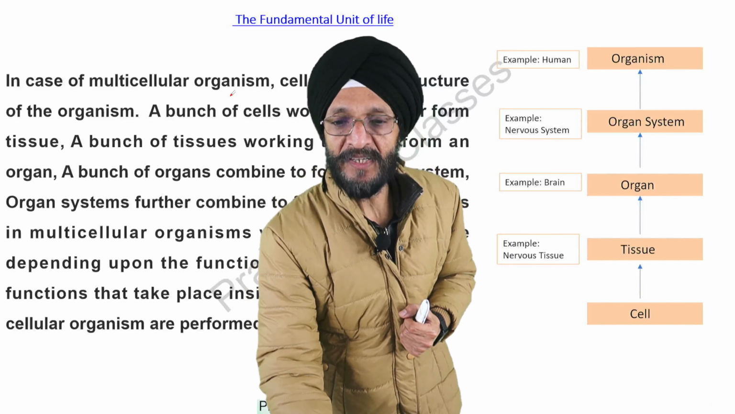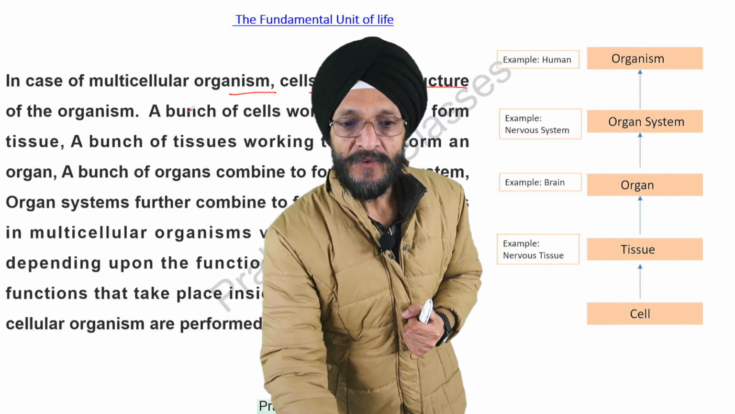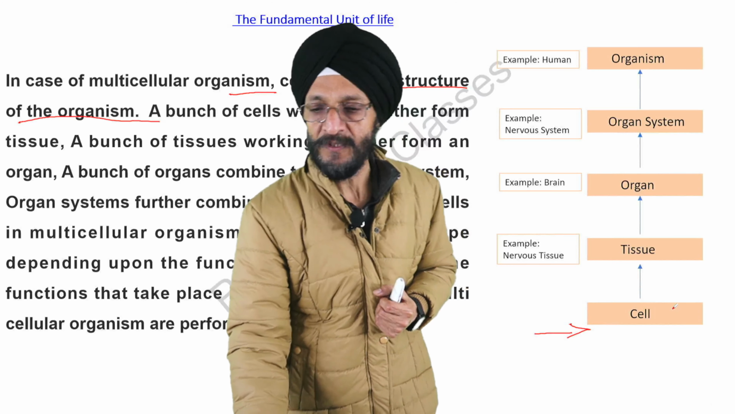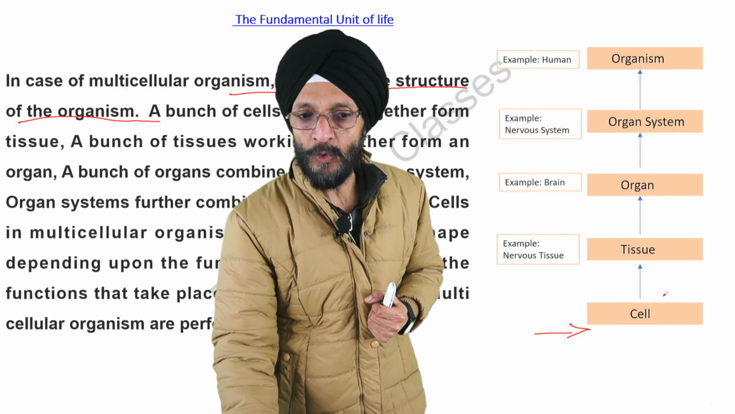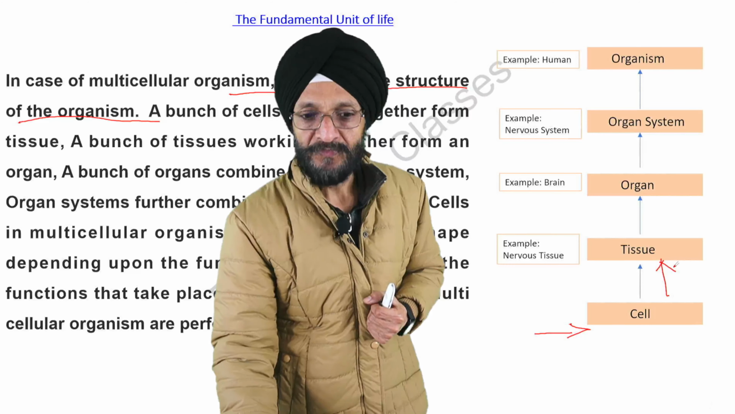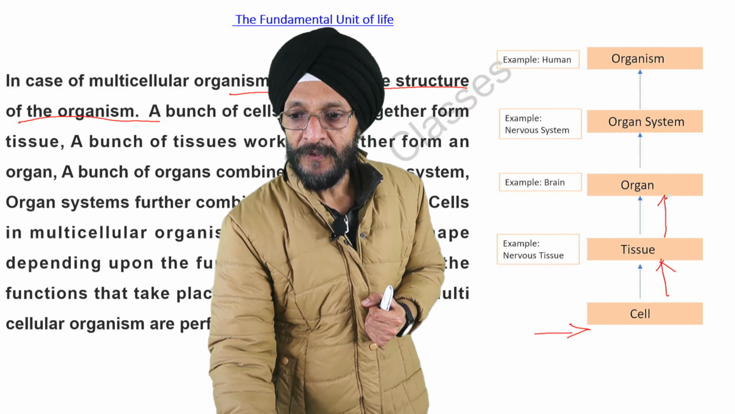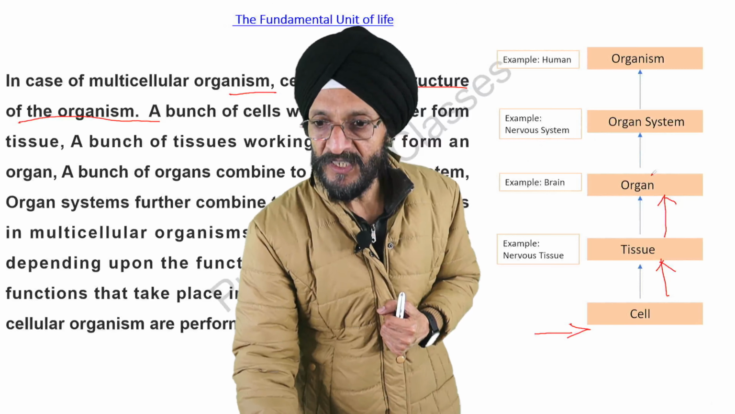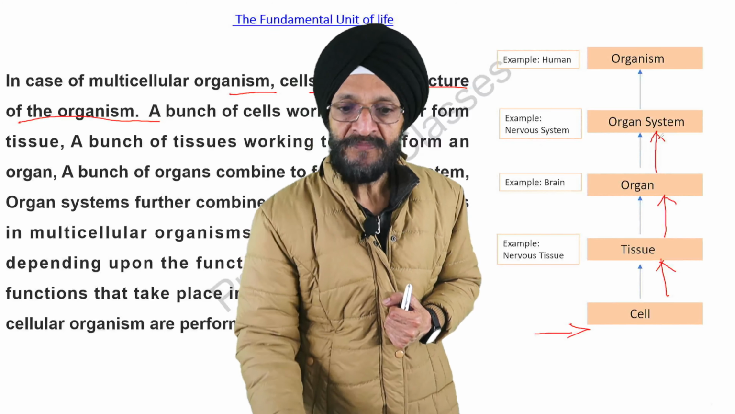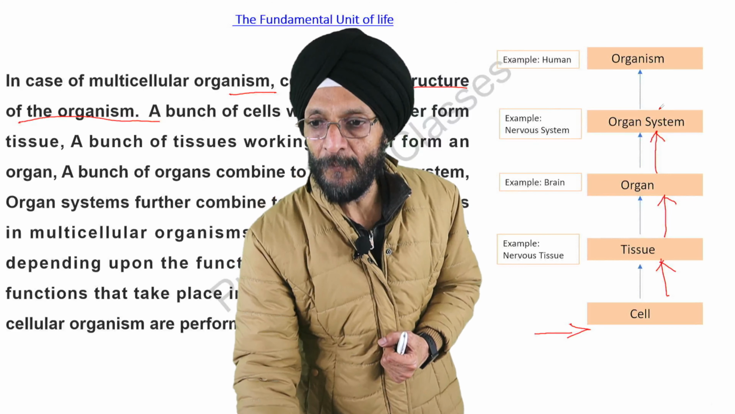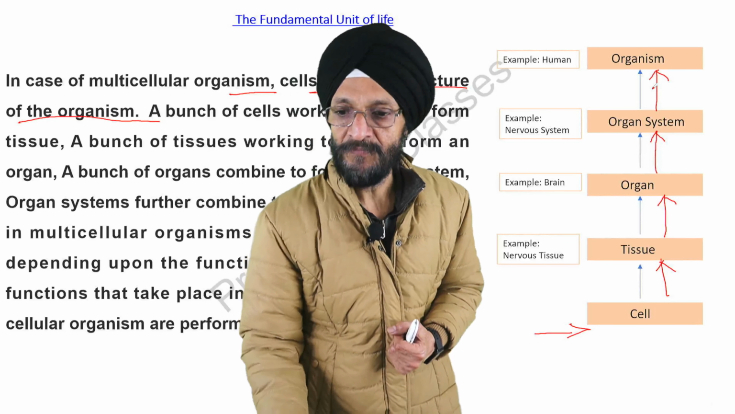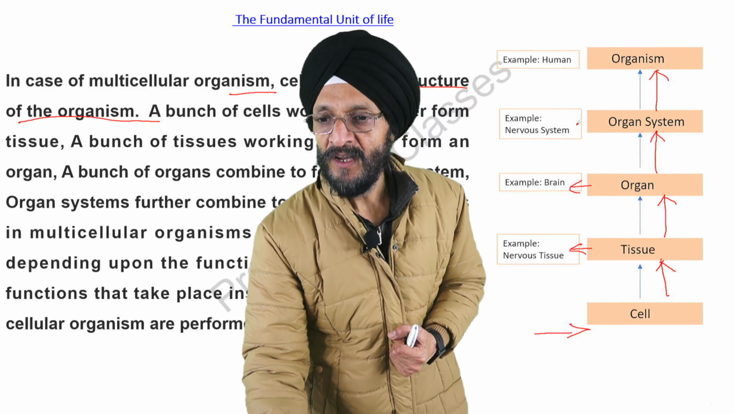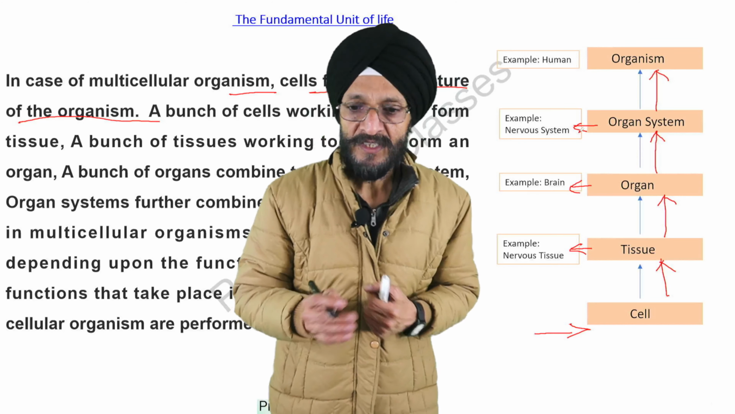In the case of multicellular organisms, cells form the structure of the organism. You can see here that the cells form the structure of the organisms. A bunch of cells working together form a tissue, a bunch of tissues working together form an organ, a bunch of organs working together form an organ system, and the organ systems further combine to form the organism. An example of a tissue is nervous tissue, an example of an organ is the brain, and an example of an organ system is the nervous system.